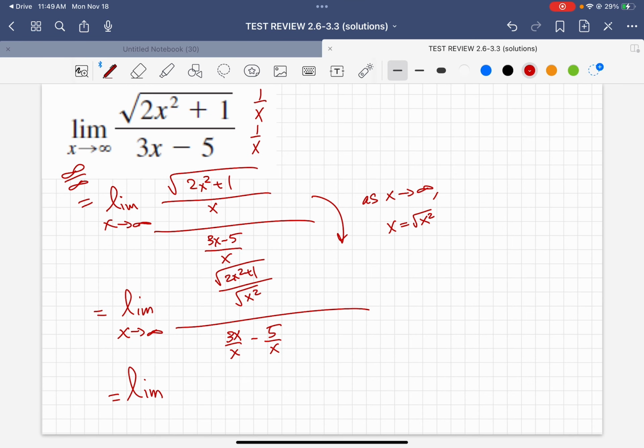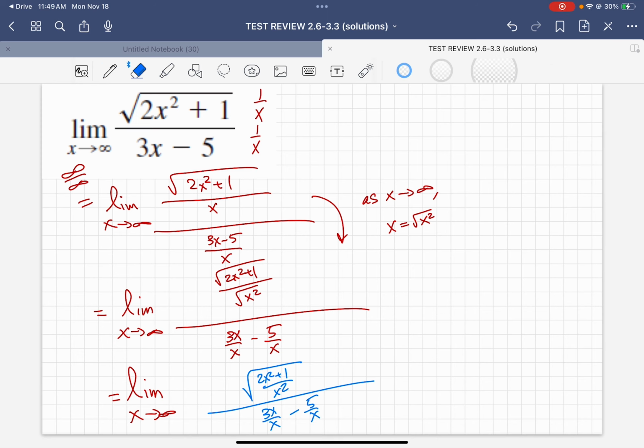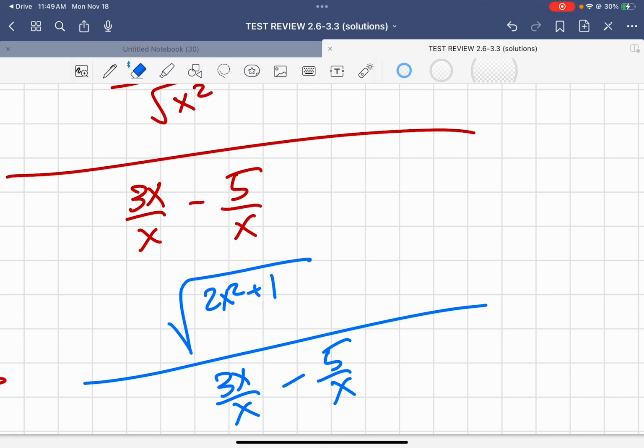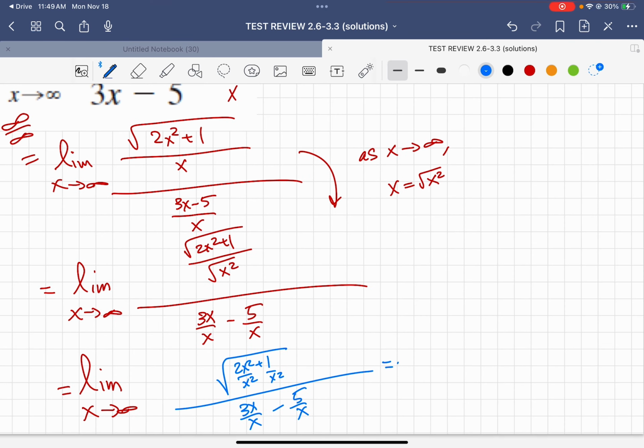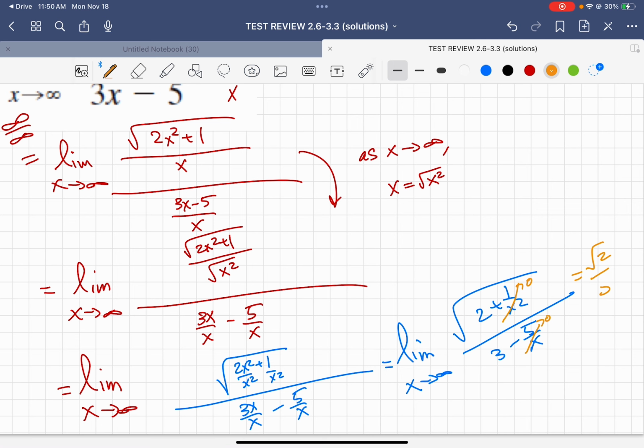But what does that tell us? I think that you'll see that we can write that as one big square root of 2x squared plus 1 all over x squared. On the bottom, we have 3x over x minus 5 over x. And if I can do 2 steps in one, which I think is okay, it's really going to be that thing over x squared and that thing over x squared. So now when we simplify, I think we just get the square root of 2 plus 1 over x squared, divided by 3 minus 5 over x. As you let x get really big, that goes to 0 and that goes to 0. So you just get the square root of 2 over 3.